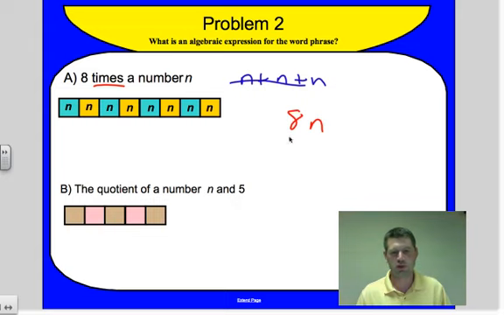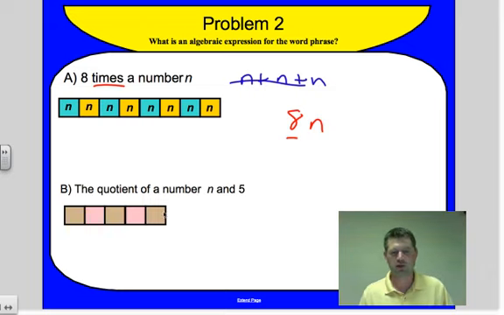And we generally always put the coefficient number in front. Okay, that'll come up in a later section as well. The second one here is the quotient of a number n and 5. So again, some of these get kind of tricky because of how we phrase them. Quotient of a number, that's division.